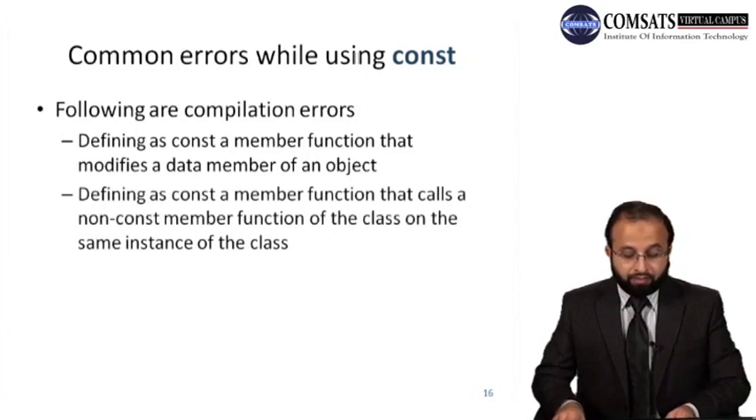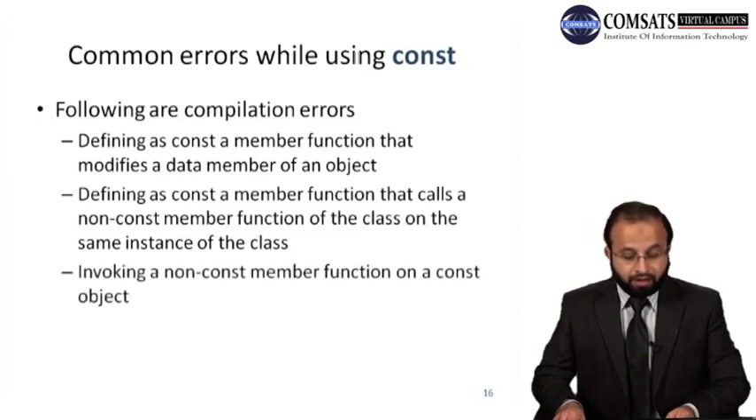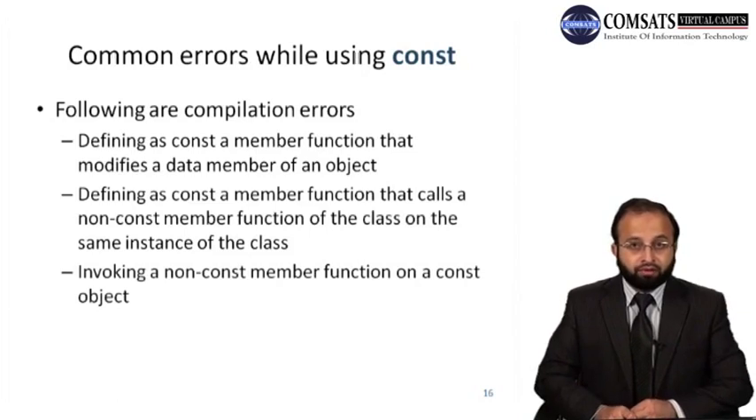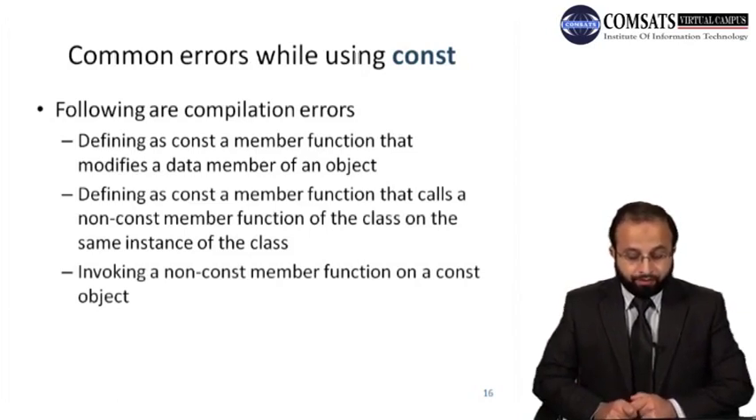Defining a member function that calls a non-const member function of the class on the same instance of the class, and invoking a non-const member function with the const object. So with the const object you can only invoke the constant member function, you cannot invoke the non-constant member function, because it will give you an error, right?